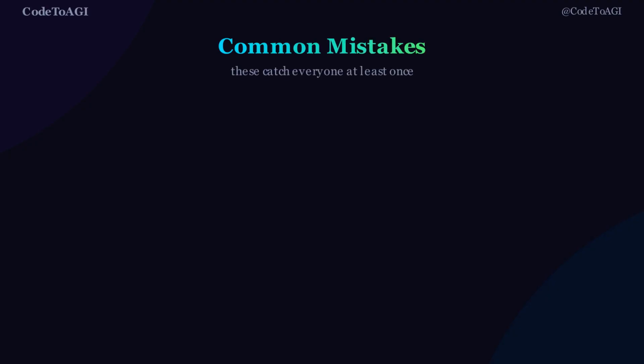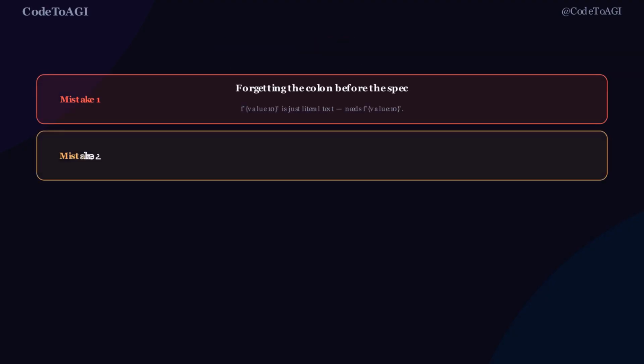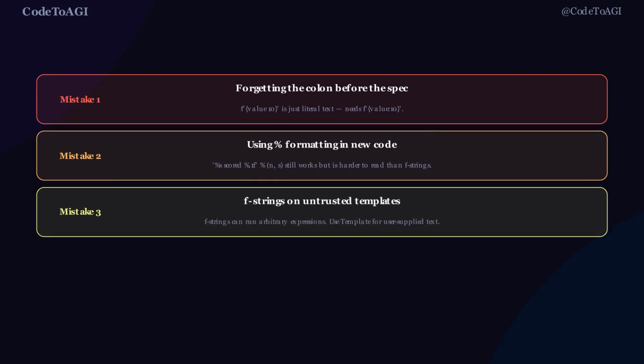Common string formatting mistakes. Mistake 1, forgetting the colon before the spec. Without it, the spec is just literal text. Mistake 2, using percent formatting in new code. It's older, less readable, easy to misuse. Mistake 3, f-strings on untrusted templates. They can execute arbitrary expressions. Risky. Mistake 4, missing keys with .format. It raises a KeyError instead of failing silently.